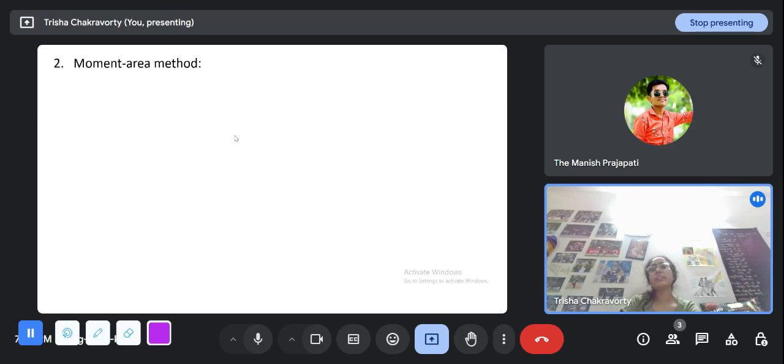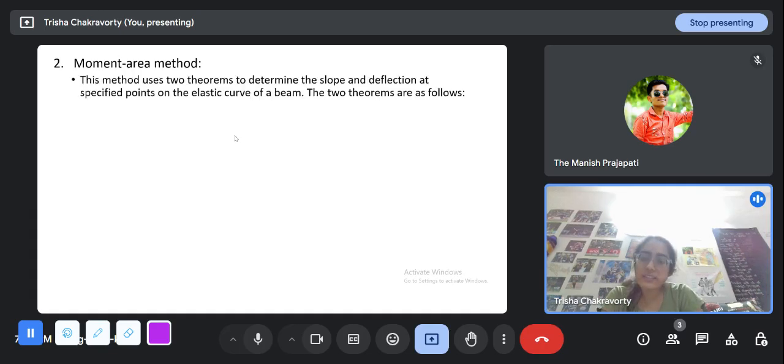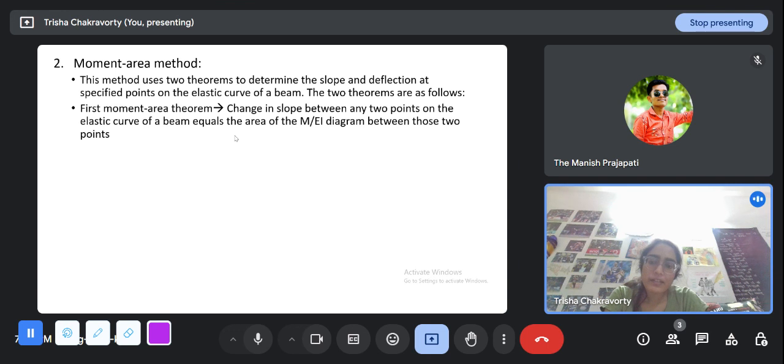Then the moment area method that we also studied in the last class. This method uses two theorems to determine the slope and deflection at specified points on the elastic curve of the beam. The two theorems are as follows. First, the moment area theorem: the change in slope between any two points on the elastic curve of a beam equals the area of the M by EI diagram between those two points.